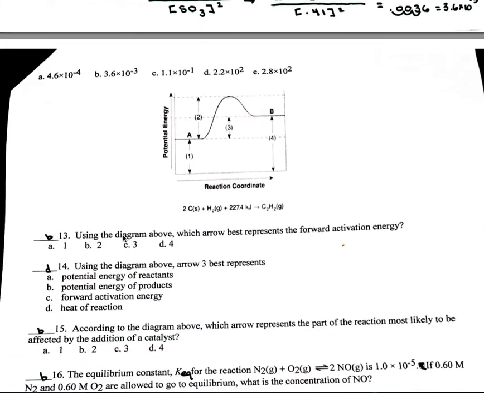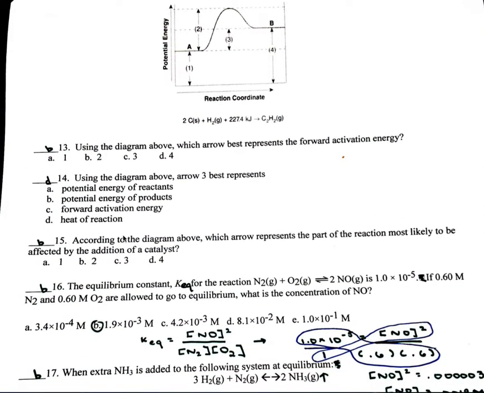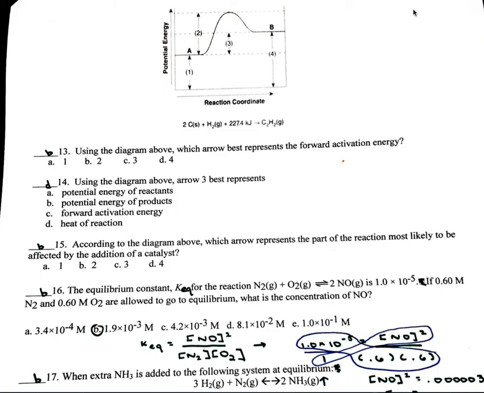All right, next problem, 13. Another reaction coordinate. Sorry, there are going to be a number of them, so get comfortable with them. We're going to use this diagram. It says which arrow best represents the forward activation energy. Remember, to go from reactants, I've got to get over that first hurdle. That vertical distance is represented by 2 right there. So B is your answer.